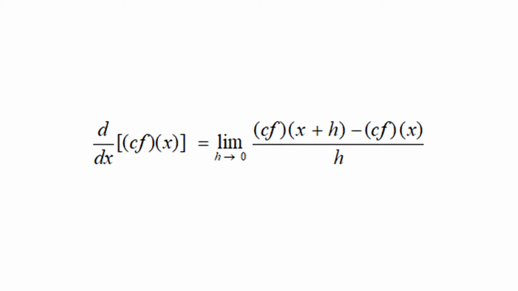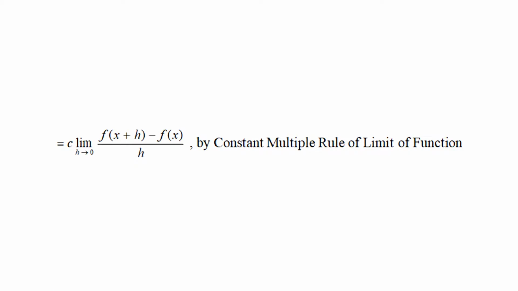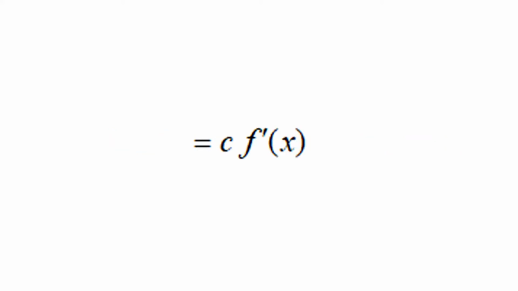d/dx of c f(x) equal to the limit of (c f(x+h) minus c f(x)) upon h as h approaches 0, using the definition of derivative with cf in place of f, which is equal to c times the limit of (f(x+h) minus f(x)) upon h as h approaches 0, by the constant multiple rule of limit of functions, which is equal to c times f'(x).